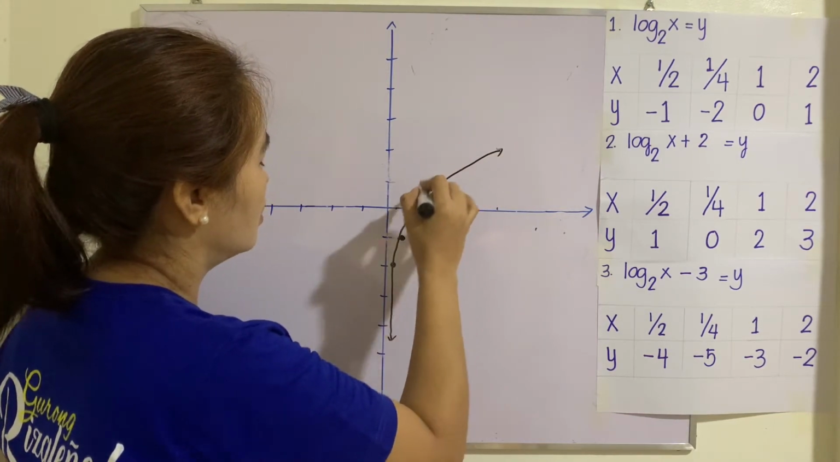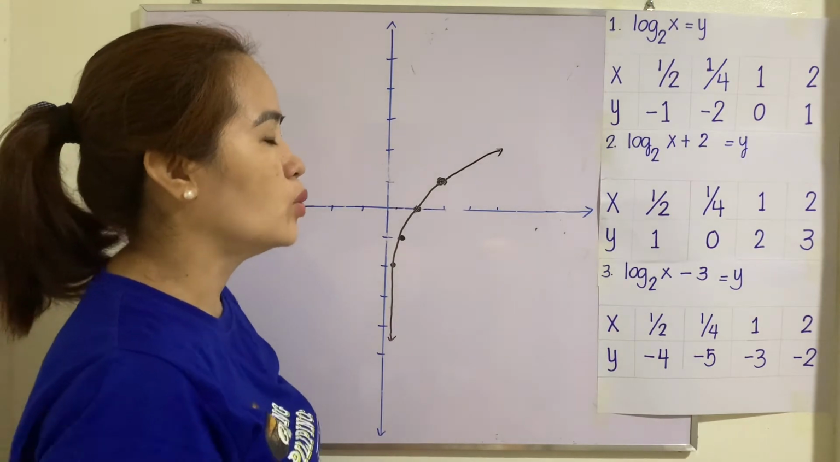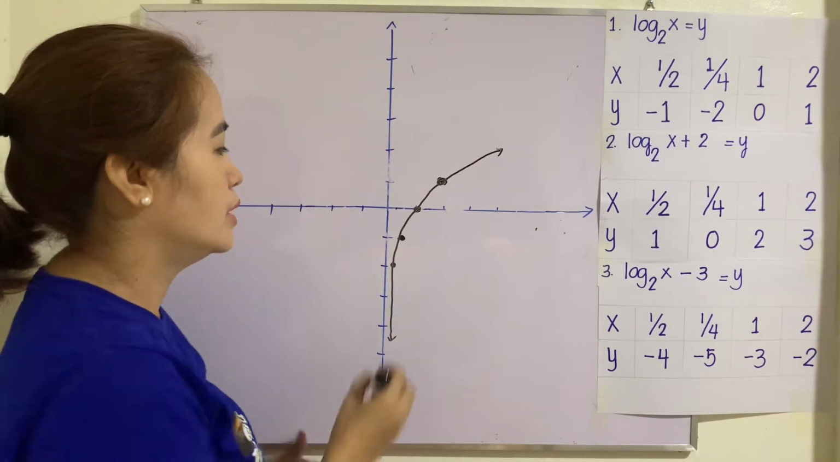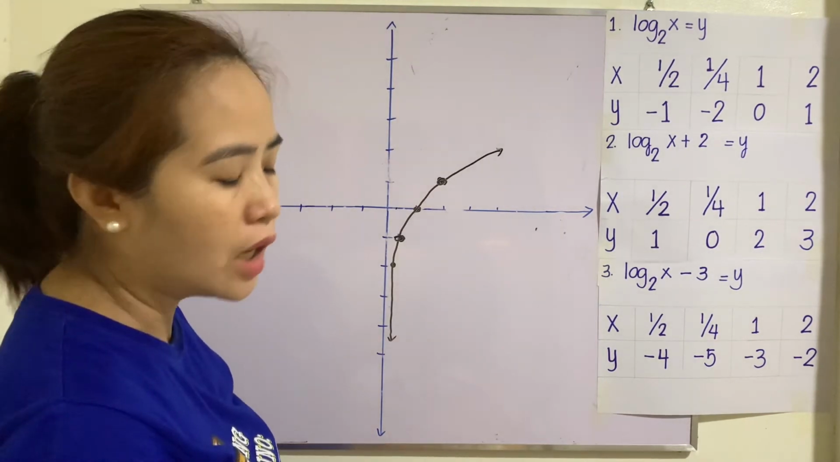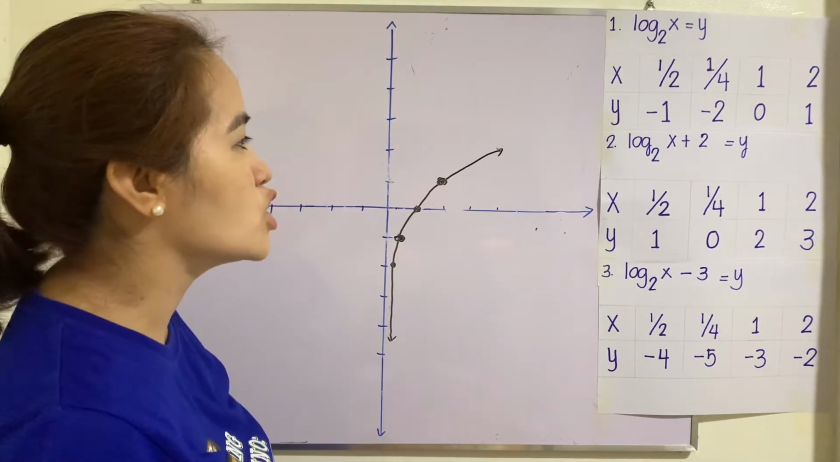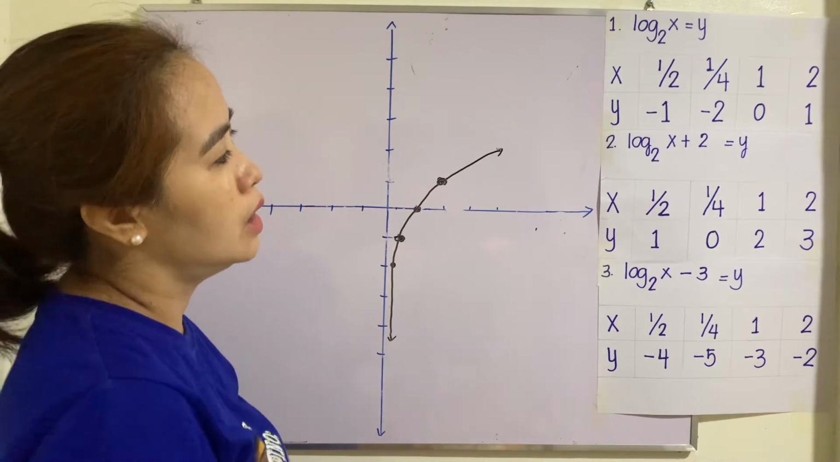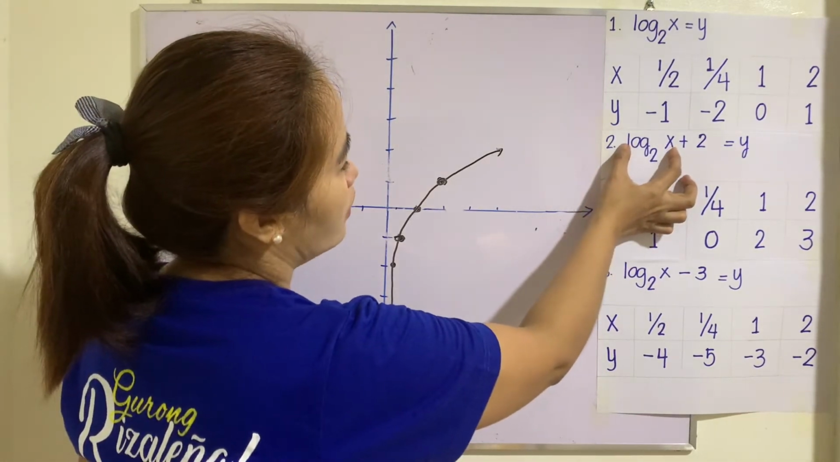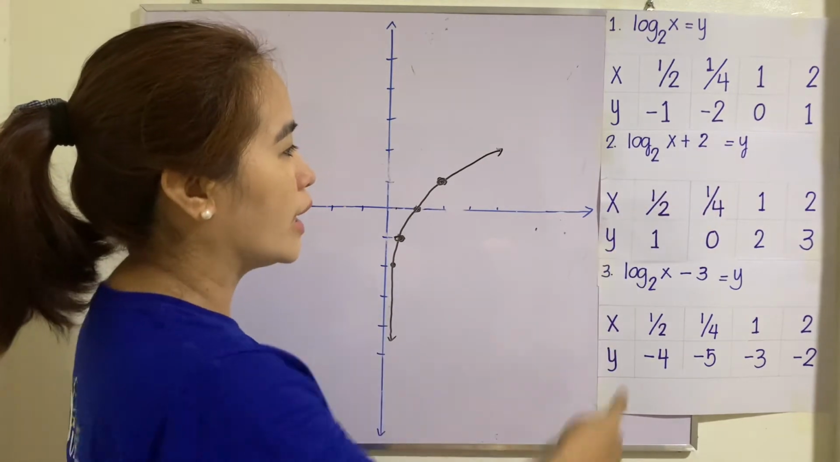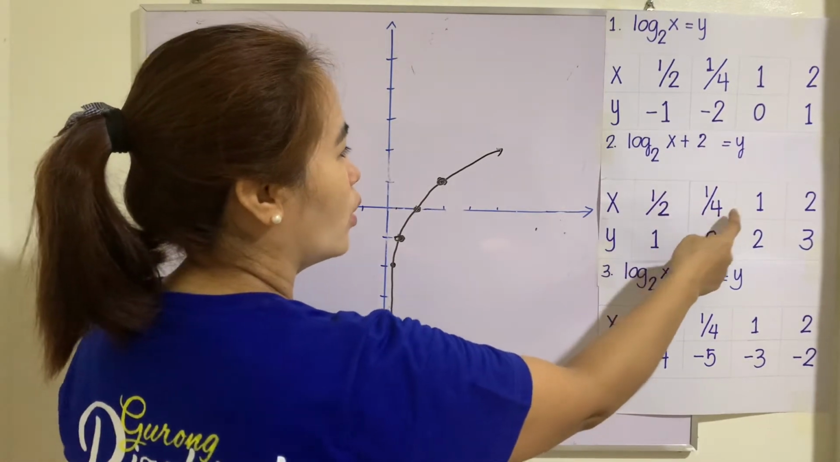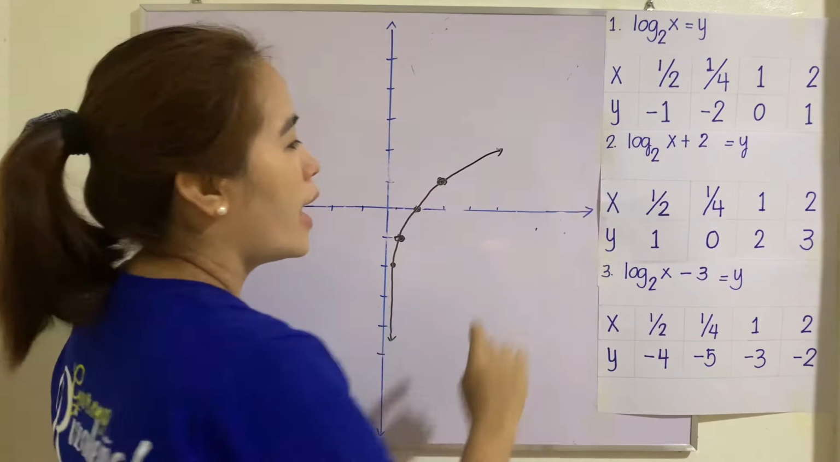Because remember that x is always greater than 0. Now, what about the second? The second is log of x to the base 2 plus 2. Meaning, we will be getting first log of x to the base 2 before adding it to 2. So, I assigned again 1/2, 1/4, 1 and 2 for x.